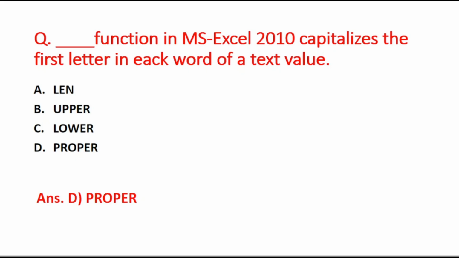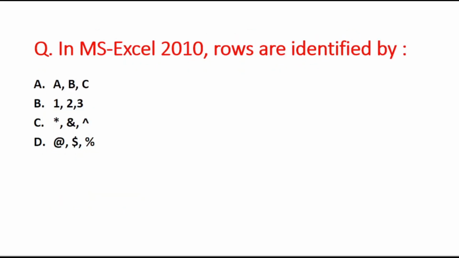ओके, so the next is in MS Excel 2010 rows are identified by, your A option is ABC, B option is 1 2 3, C option is asterisk ampersand and यहाँ पर जो है एक्सपोनेंशियल का साइन है. D option is यहाँ पर $, एंड परसेंटेज. तो जो रोज को एड्रेस किया जाता है या रोज को जो आइडेंटिफाई किया जाता है वो किया जाता है नंबर से, लाइक 1 2 3 and 4 so on.